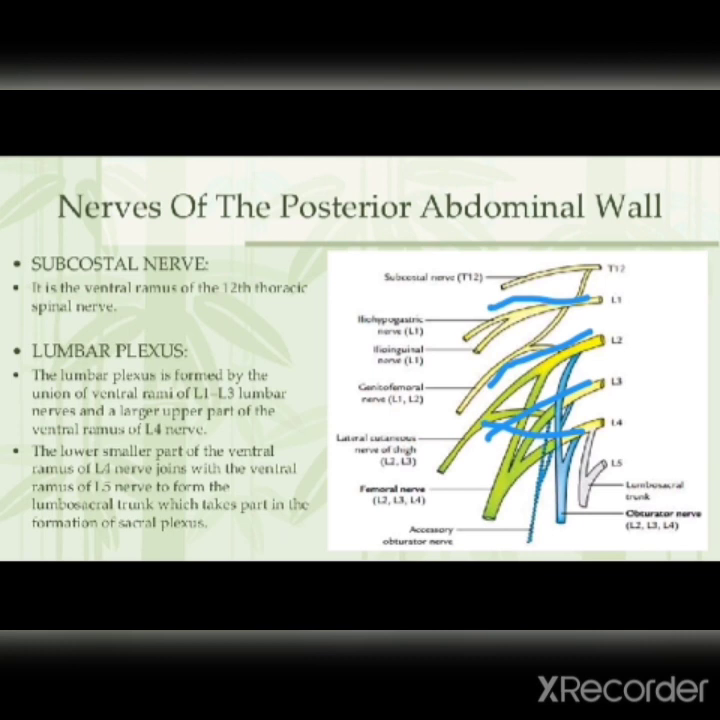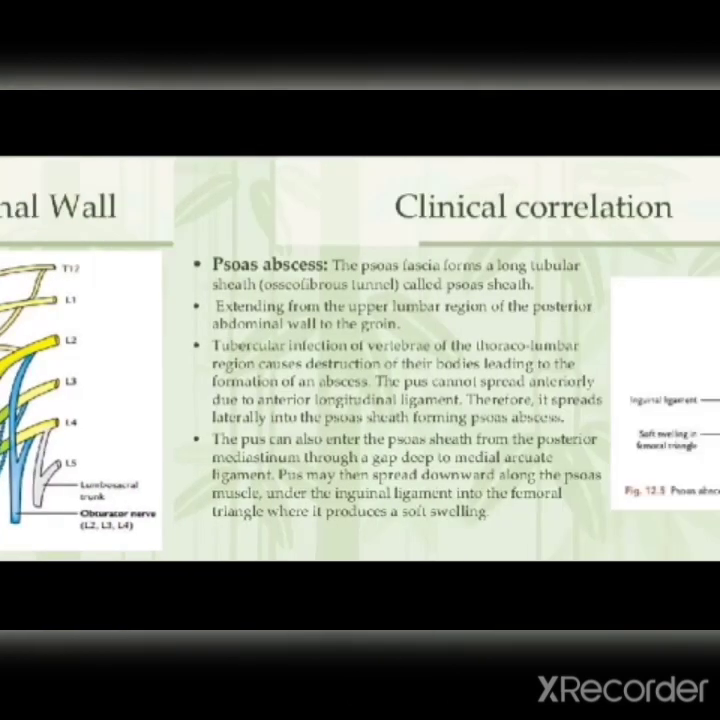Okay, so the lower smaller part of the ventral ramus of the L4 nerve joins with the ventral ramus of the L5 nerve to form the lumbosacral trunk, which takes part in the formation of the lumbar plexus. Okay, so these are the nerves of the posterior abdominal wall.